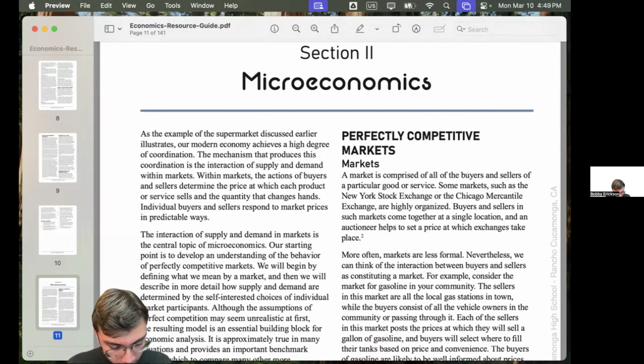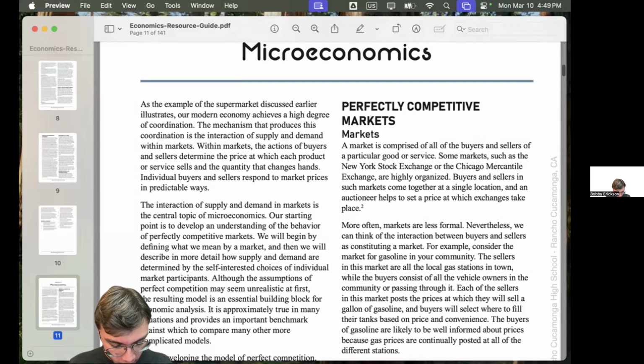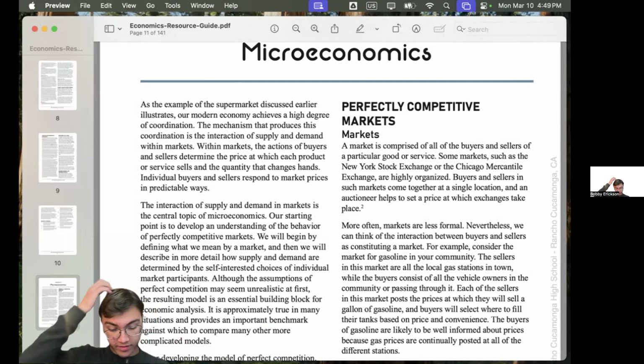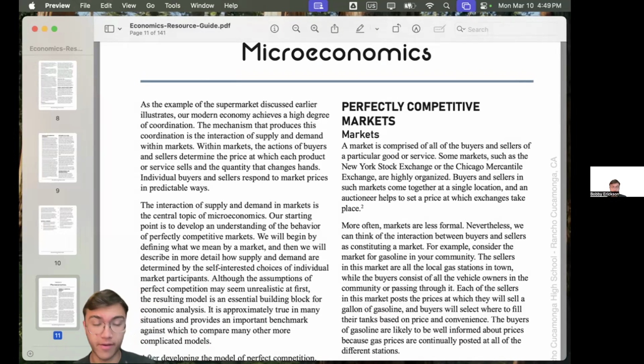So we're going to go ahead and start with our discussion of microeconomics as a whole and understanding how supply and demand interact. As earlier discussed in section 1, which you should have mastered by now anyways, because we've gone over a lot of it already.